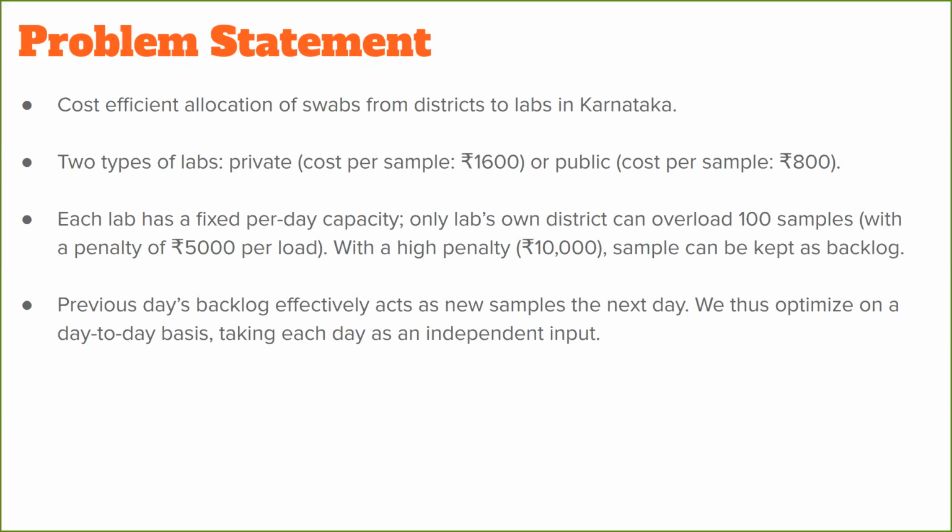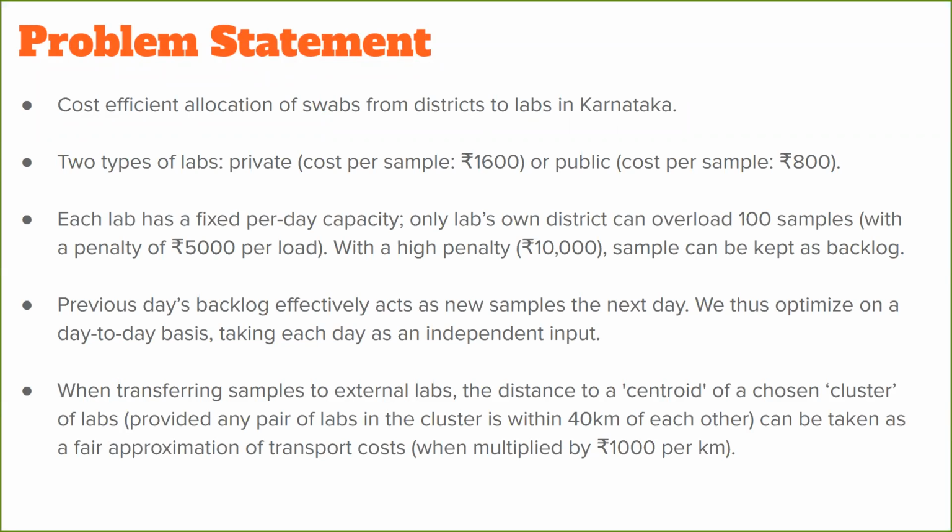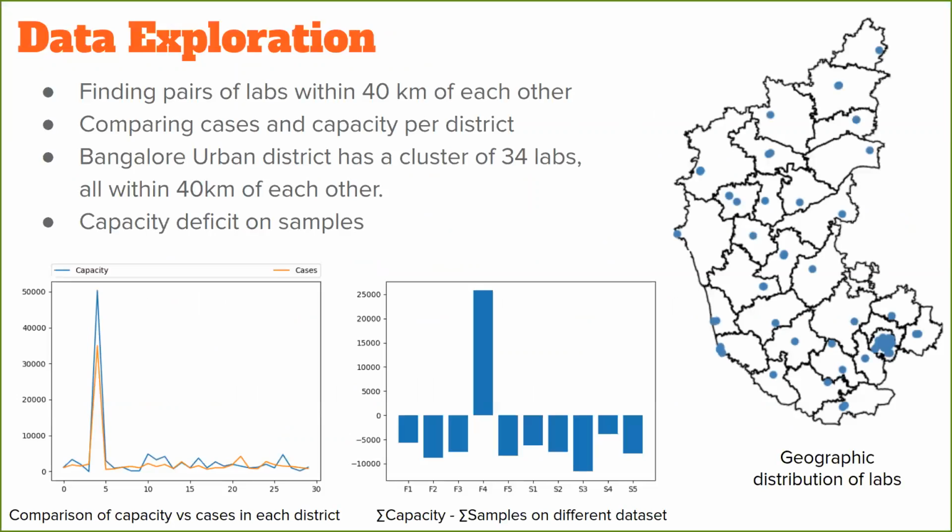While sending samples to external labs, we define a cluster as the group of labs to which we are sending outside. All of the cluster's labs have to be pairwise within 40 km. During such a scenario, the Euclidean distance to the centroid of a chosen cluster of labs can be taken as a fair approximation of transportation cost, as we are optimizing on a macro level. Moreover, it is assumed samples leave on a single vehicle from the district, so a district sends samples to at most one cluster outside.